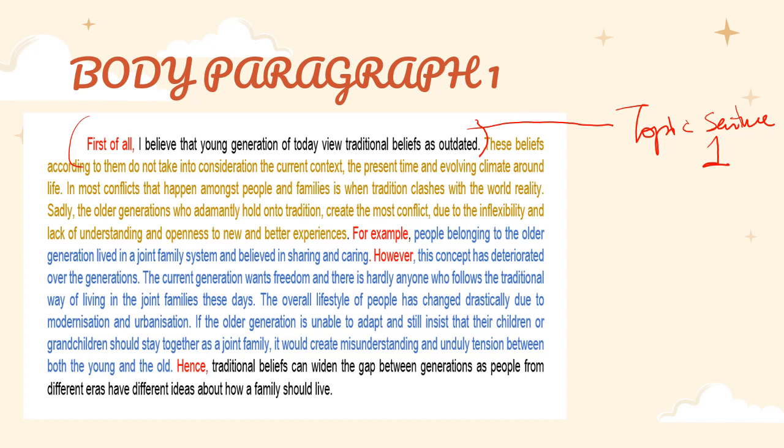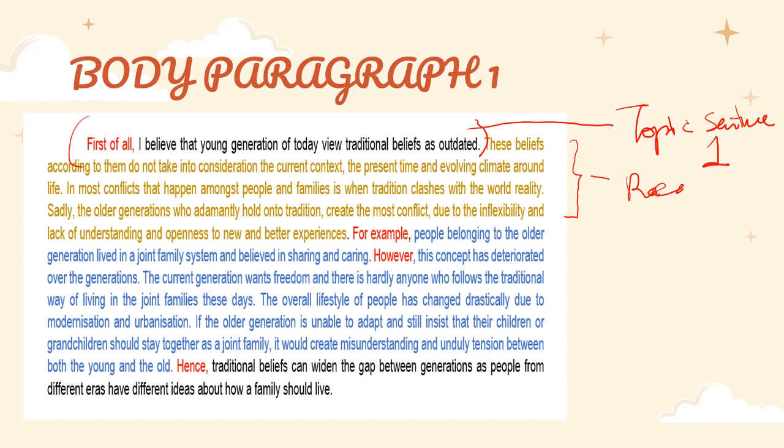These beliefs, according to them, do not take into consideration the current context, the present time and evolving climate around life. In most conflicts that happen amongst people and families is when tradition clashes with the world reality. Sadly, the older generations who adamantly hold on to tradition create the most conflict due to the inflexibility and lack of understanding and openness to new and better experience. So comparing between older generation and the young generation here, what do they believe? So the conflict is seen, isn't it?